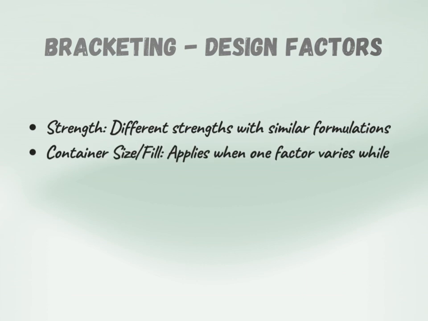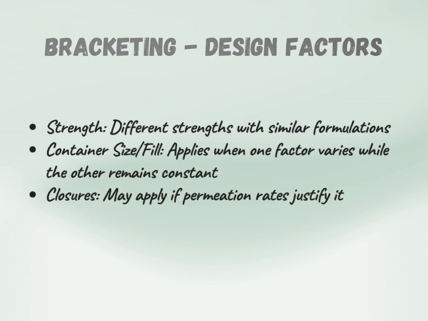Bracketing can be applied across several factors. Dosage strengths that have similar formulations or manufacturing processes. Container sizes where one parameter varies, but the closure system remains constant. Closures, provided that their differences, such as vapor or oxygen permeability, are scientifically justified with supporting data. It is critical that significant formulation or packaging changes between variants are avoided, as these can compromise the validity of bracketing assumptions.